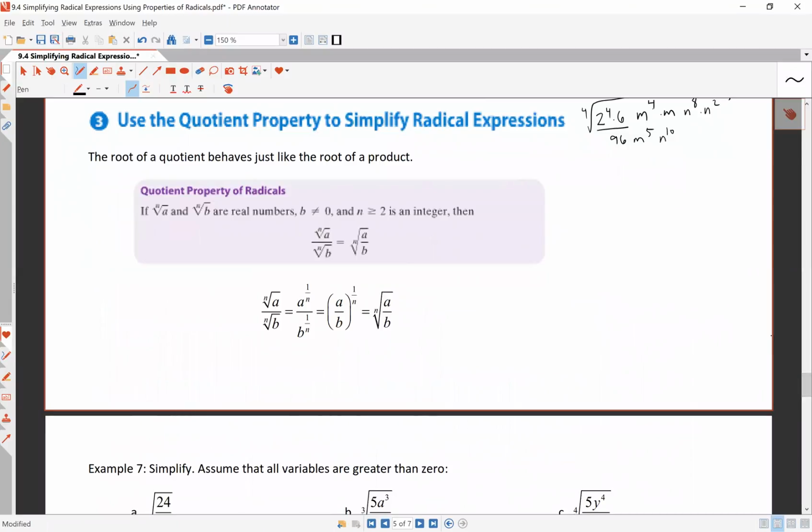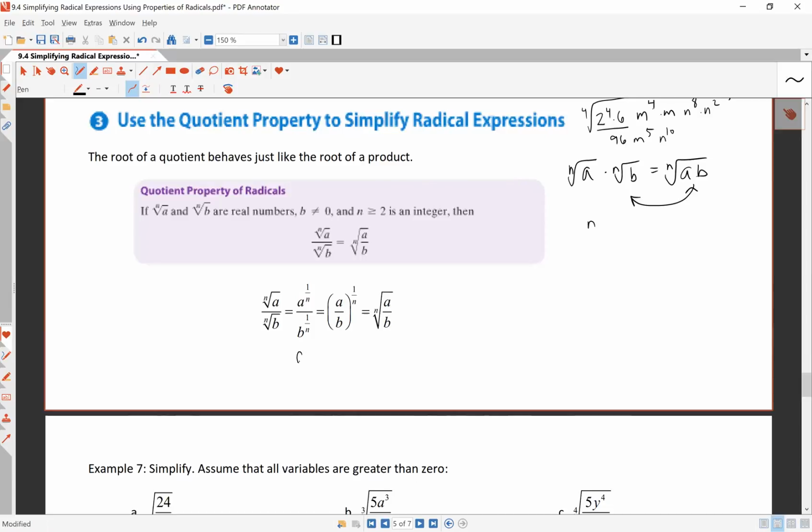The root of a quotient behaves just like the root of a product. We said the nth root of A times the nth root of B is the nth root of A times B, and vice versa. Well, the same thing occurs for division. The nth root of A divided by the nth root of B is equal to the nth root of A divided by B. And again, it's justified by remembering that the nth root of A is A to the 1 over n.